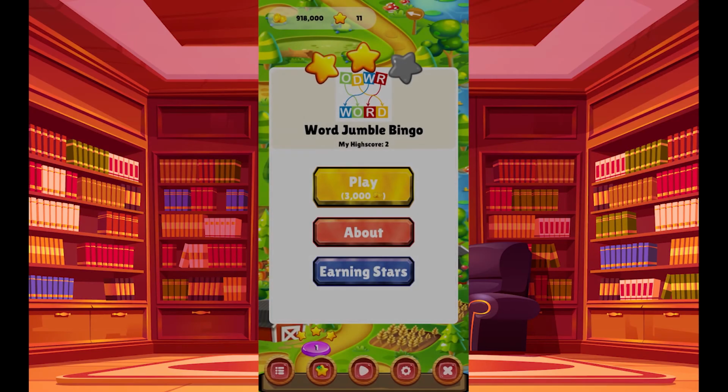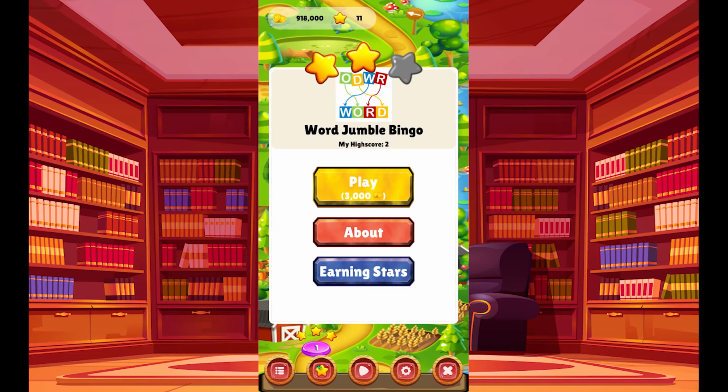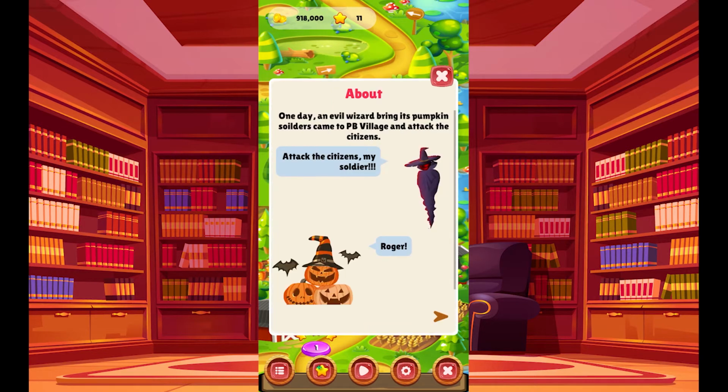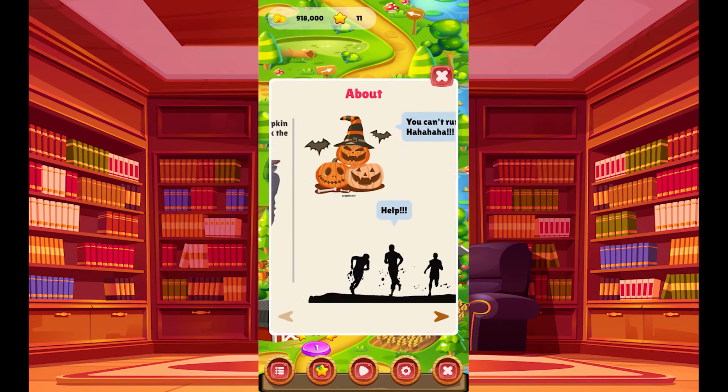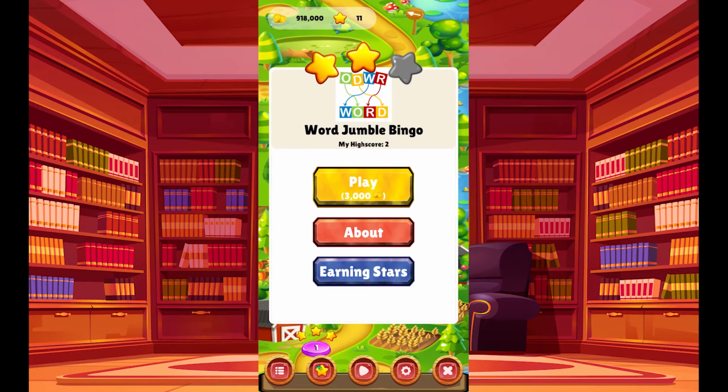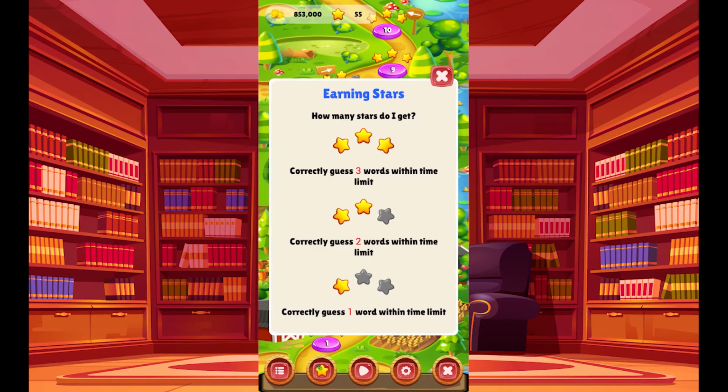In this video, we will learn about how to play word jumble bingo. Before starting the game, you can tap on the About icon to get more information about the game. You can tap on Earning Star button to know how to earn stars, and plan for a strategy to earn stars.